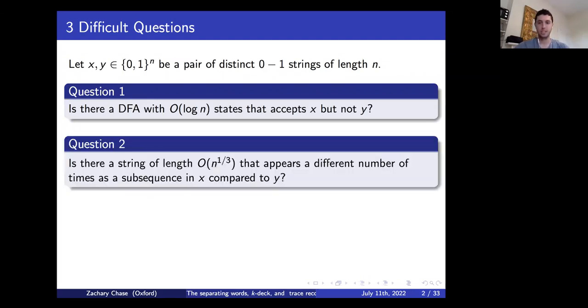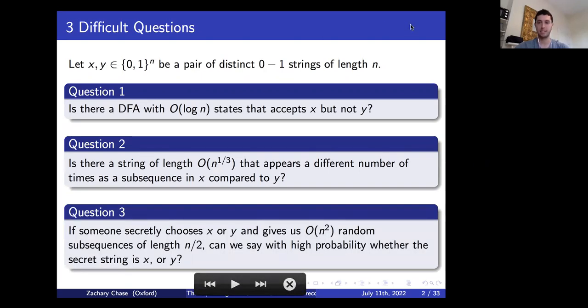The second question is: is there a string of length constant times n^(1/3) that appears a different number of times as a subsequence in X compared to Y? And the third problem is: if someone secretly chooses X or Y and gives us constant times n² random subsequences of length n/2, can we say with high probability whether the secret string is X or Y? So do a bunch of random subsequences of length n/2 look different from X compared to Y?